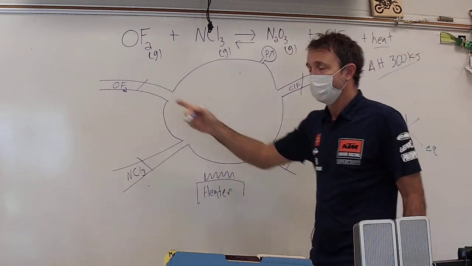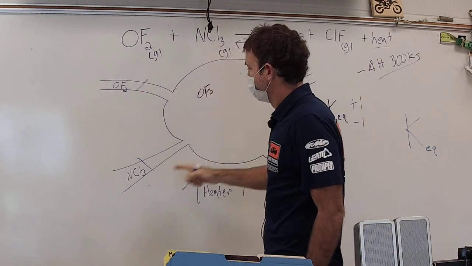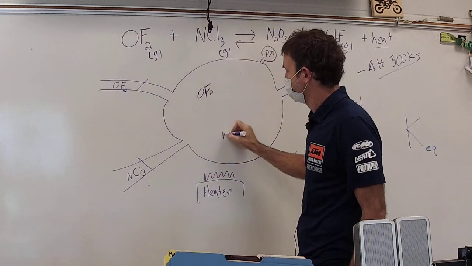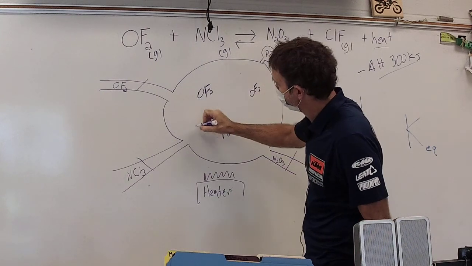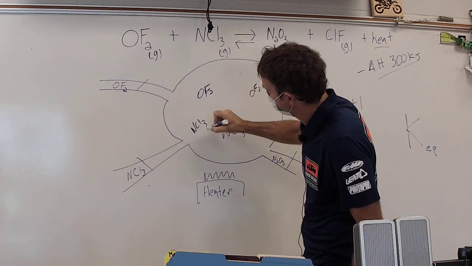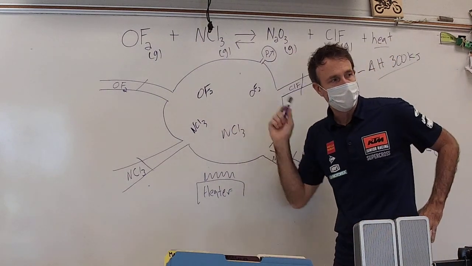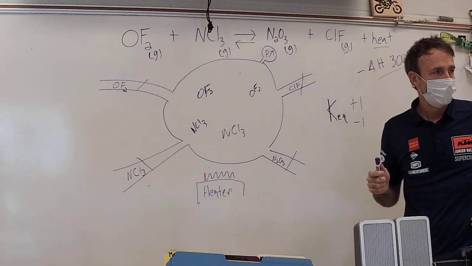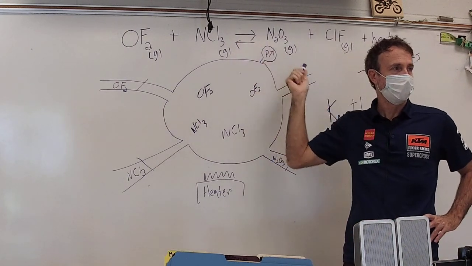All right, I'm going to open up a valve. Psh, I'm going to let in some oxygen difluoride. Open up this valve. Psh, I'm going to let in some nitrogen trichloride. So there'll be a bunch of these in there floating around, and they're moving around. We know about kinetics. These things are banging into each other, and they're going to be making some of these products here, right?